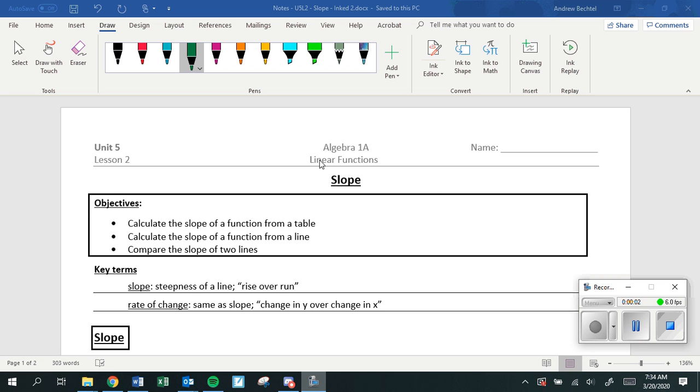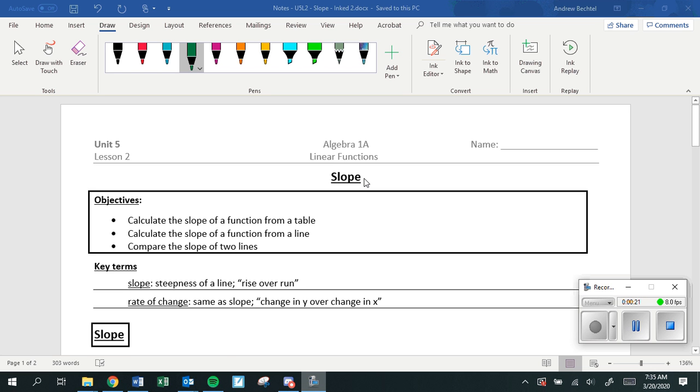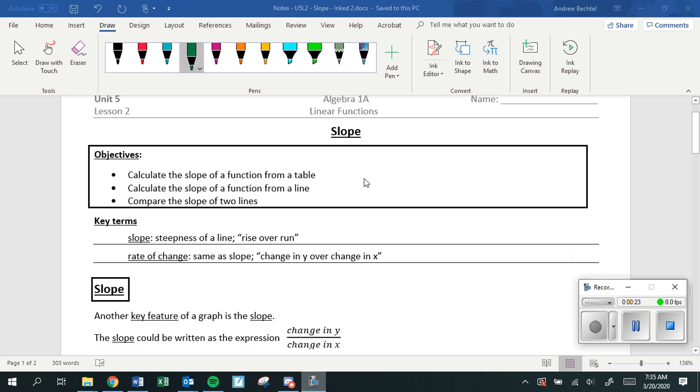This is lesson 2 of Unit 5 for Algebra 1A. We're talking about linear functions. In this lesson, we're looking at slope. I am going to go quickly through this content so I don't use too much of your data. So make sure to pause if you have any questions, if you're getting stuck, or if you just need more time to write things down. I do plan to upload a longer version with more details.